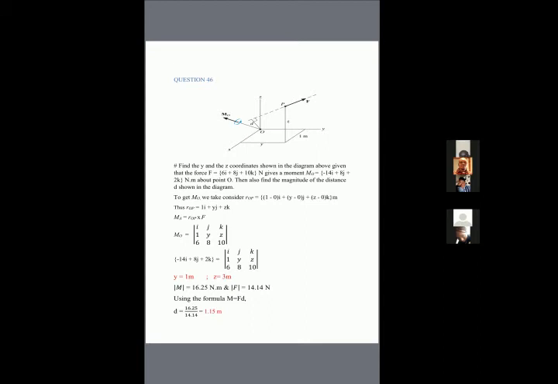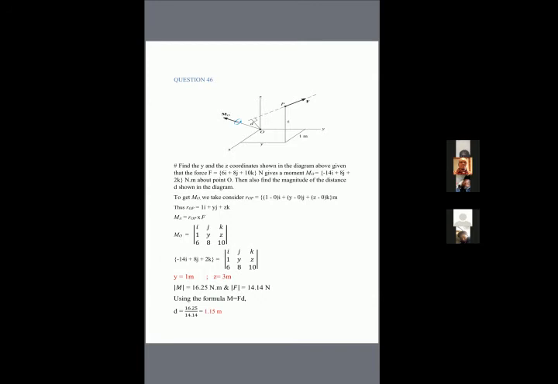And then D is the perpendicular distance from the point where the moment is being taken from up to the point perpendicular to the line of action of the force. Okay, so on our diagram there we have point D shown.